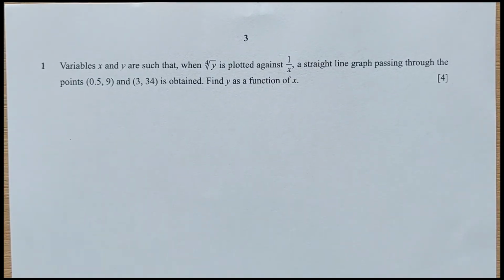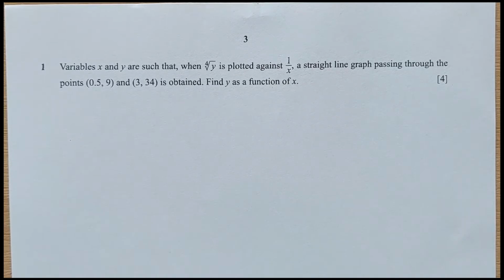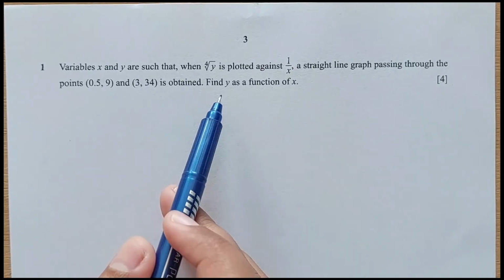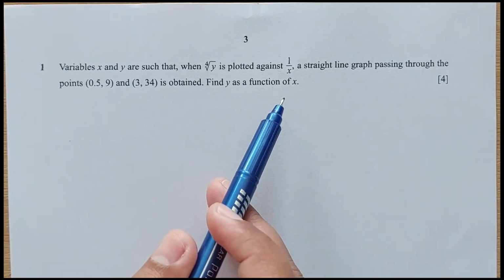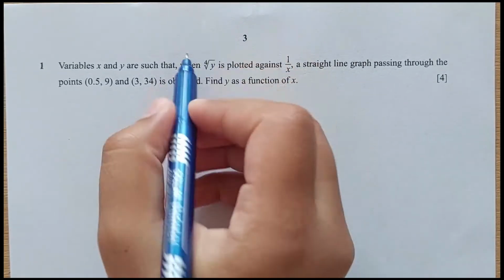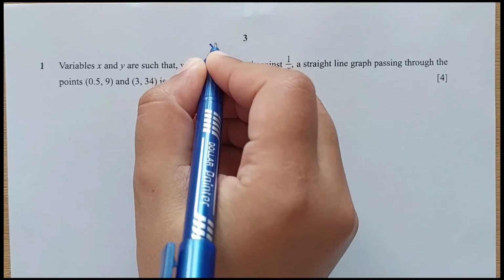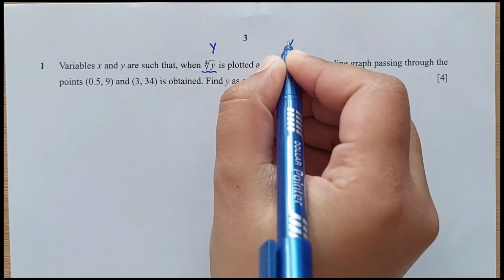Question number 1. Variables x and y are such that when the fourth root of y is plotted against 1 by x, a straight line graph passing through these two points is obtained. Find y as a function of x. Okay, so let me say that this is capital Y and 1 by x is capital X.